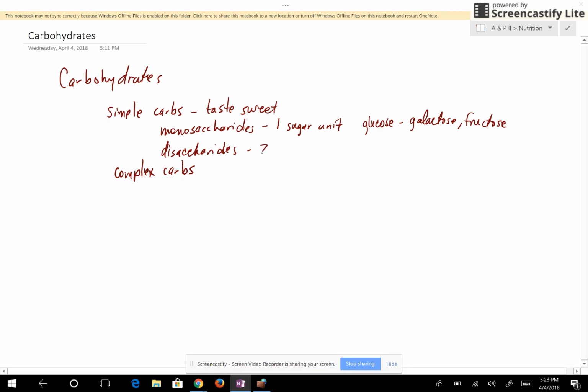Disaccharides are going to be two sugar units. A common disaccharide is sucrose. And sucrose is table sugar. Okay, your complex carbs. These are going to also be called polysaccharides.